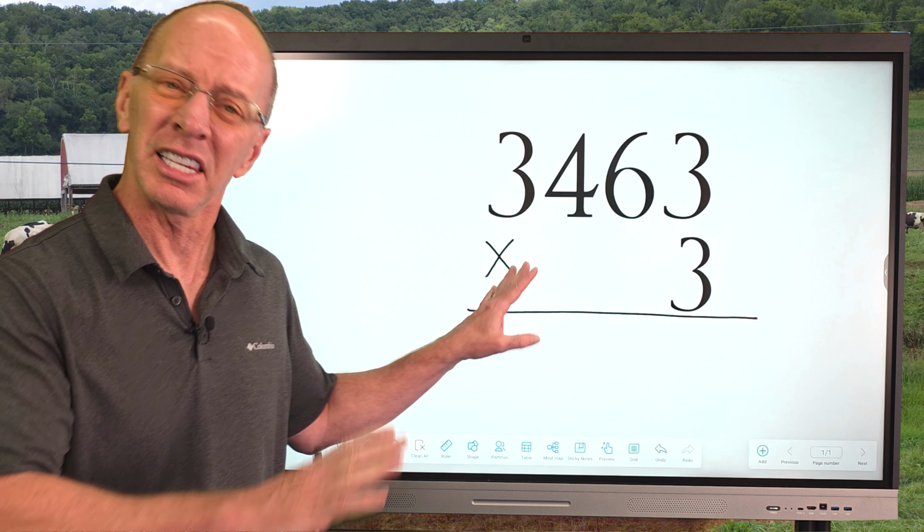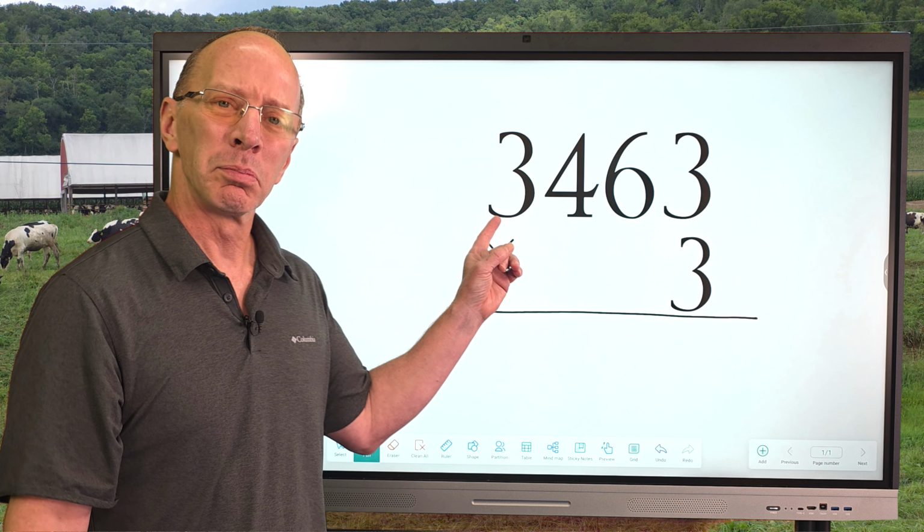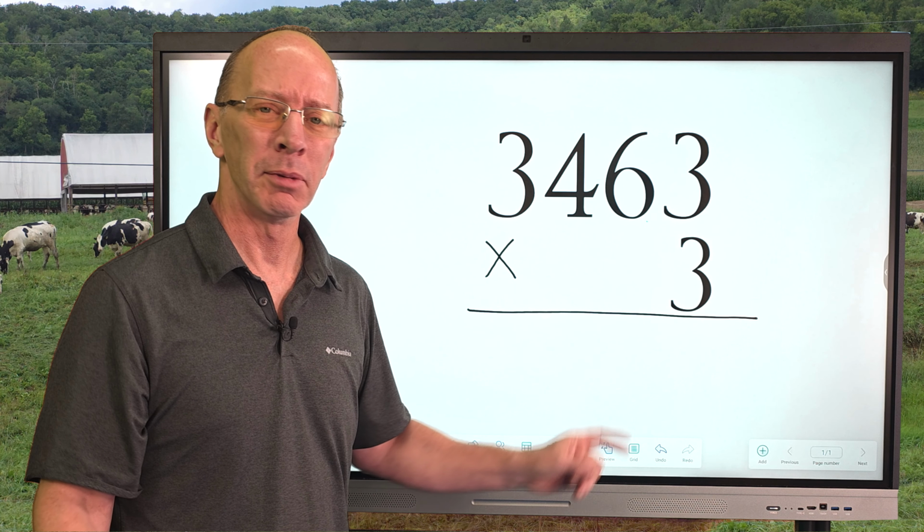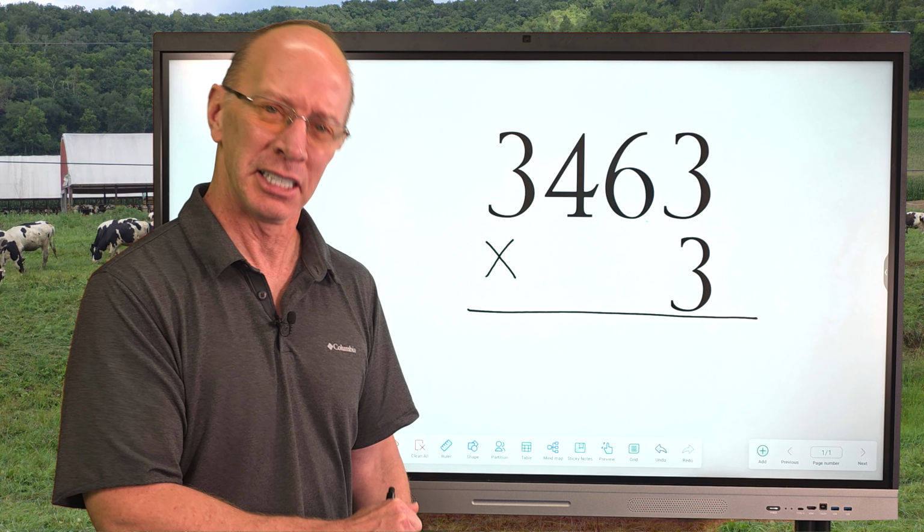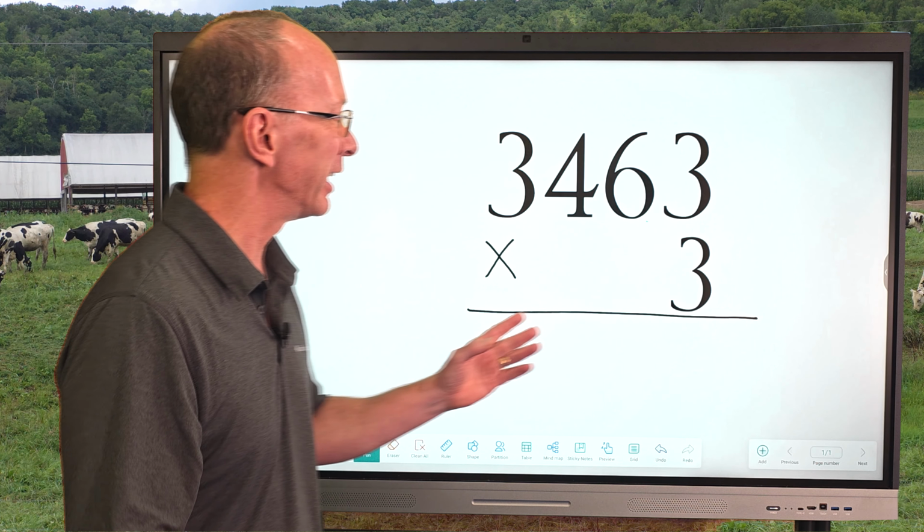Today we're going to be doing a little multiplication. We're going to multiply a 4-digit number by a 1-digit number. Don't worry, we're going to take it easy cheesy, lemon squeezy. All right, so let's go ahead and begin.